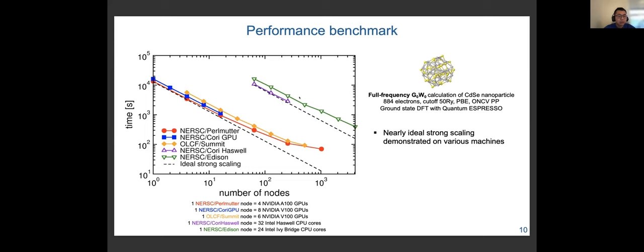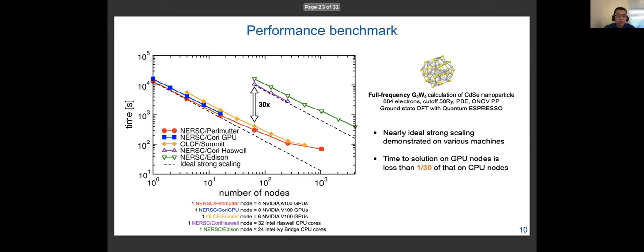So this page shows a benchmark of a cadmium selenide nanoparticle, which has about 900 electrons. So this plot compares computing GW quasi-particle energies for this nanoparticle on different supercomputers. So on the right-hand side, there are the old NERSC CPU machines, including the retired Edison and Cori Haswell. So the code scales quite nicely, but on the left side, you can see by using GPUs, it's much faster.